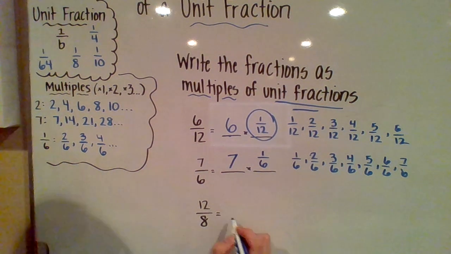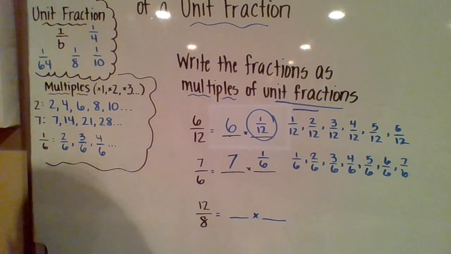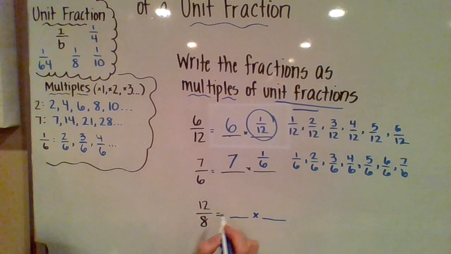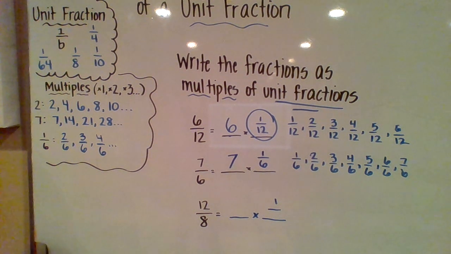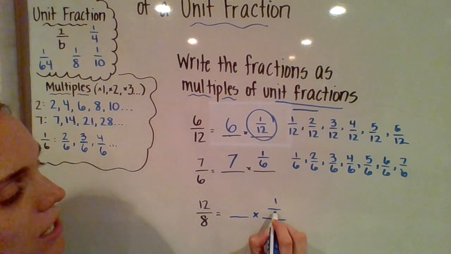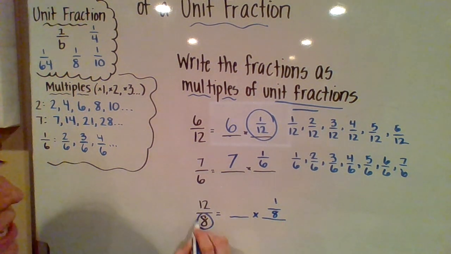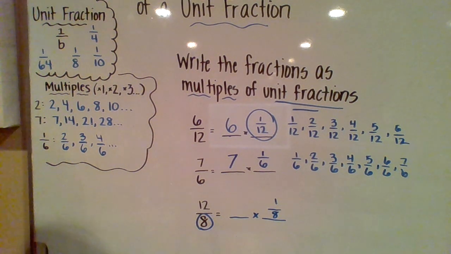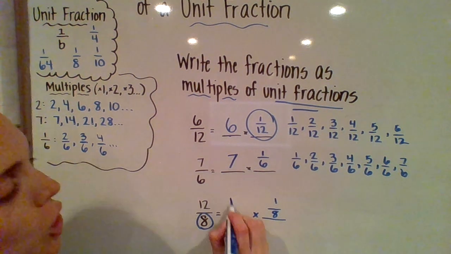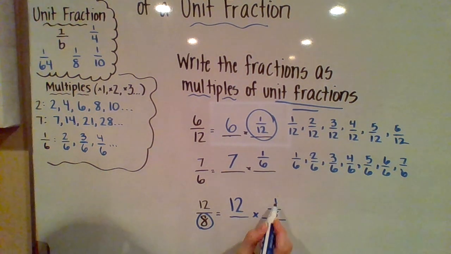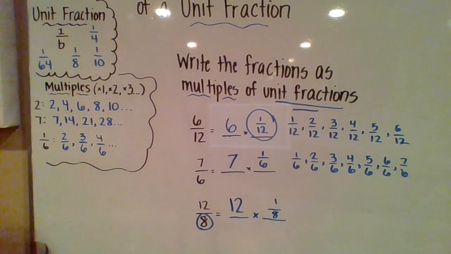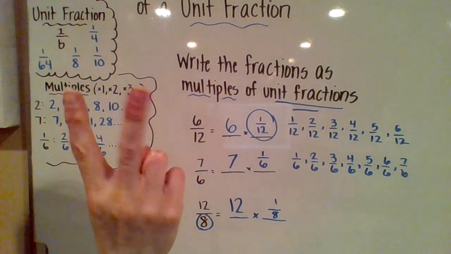All right, this one you're doing on your own. Figure it out in your mind. What whole number times what unit fraction is going to give us 12/8? All right, our unit fraction is 1/8 because we're keeping the eighth. And what would we multiply by 1/8 to get 12/8? 12. 12 times 1/8 is 12/8. 12 times 1 is 12. Eighths stay the same. That will be part 2 of your assignment today.